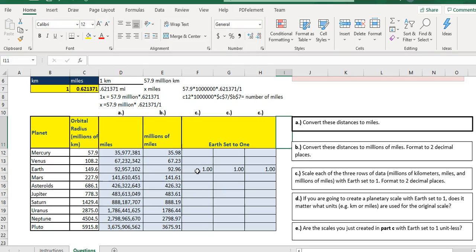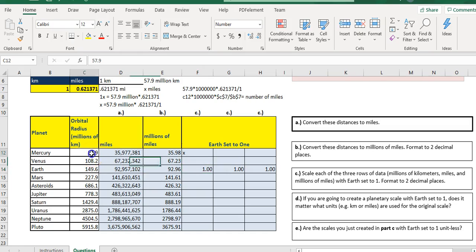So what we're going to do is set up proportions to try and calculate this. And once we set up the proportion once, we should be able to just copy it and fill down. So here's what's happening. We've got the 57.9, and we've got the 149.6, because that's Earth, and we've got this X, this is where our X is, and we've got the 1.